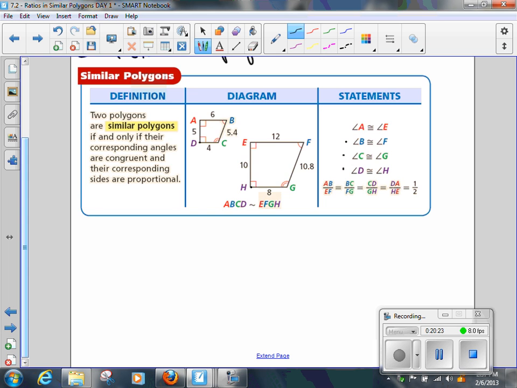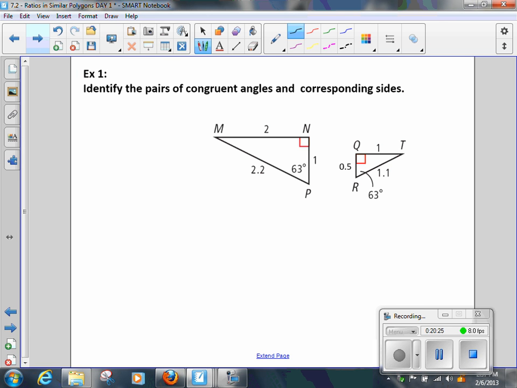Now, how are we going to use that? This is how we're going to use it. Identify the pairs of congruent angles and corresponding sides. All we're doing is what? We're naming. We are identifying. That's it. Okay? So, if I look at this very carefully, because these angle measures are helpful to us.